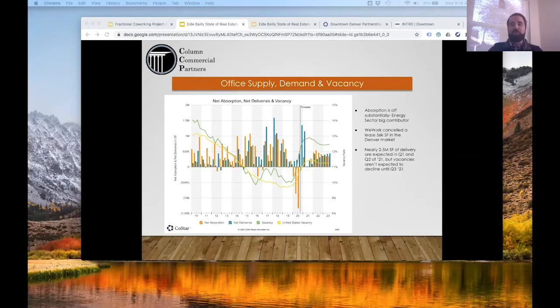About 1.2 million square feet was delivered in 2019, and 1.8 million square feet of office space was absorbed. So we had 1.2 million square feet of new and about 600,000 square feet of current space that was taken last year in terms of lease ups. Since the pandemic started, absorption is really taking a hit.